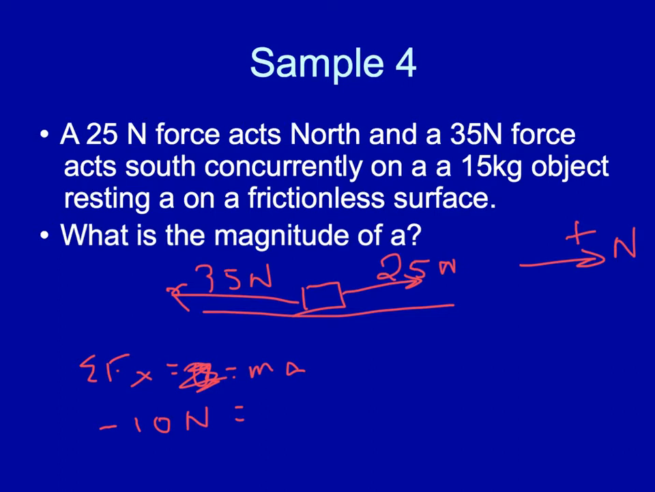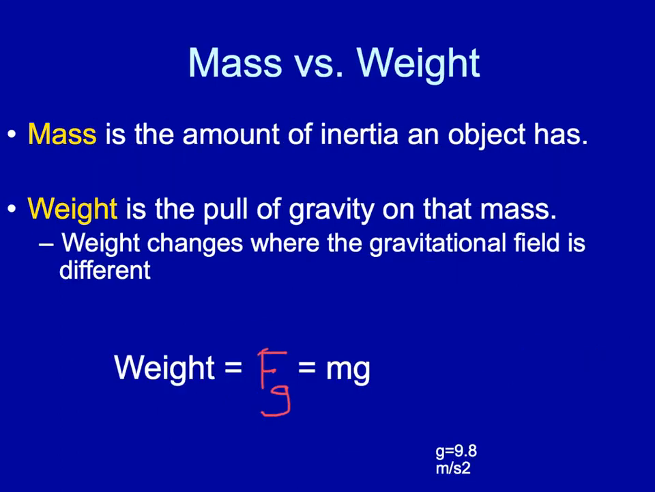So m is 15 kg, divided by a. If you divide both sides, you're going to get A is equal to negative 10 divided by 15, which is negative 0.67 meters per second squared. Now, why is it negative? It's simply negative because this side wins. And again, that's opposite of the way we called positive.